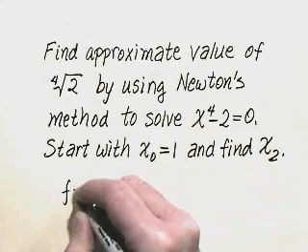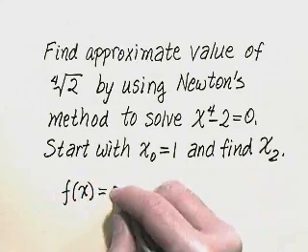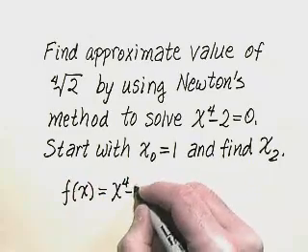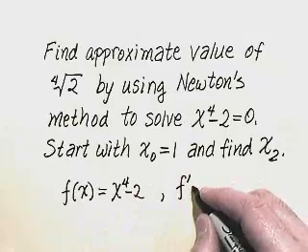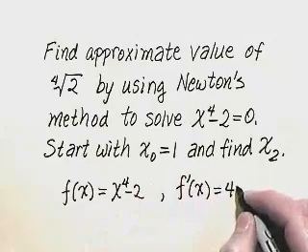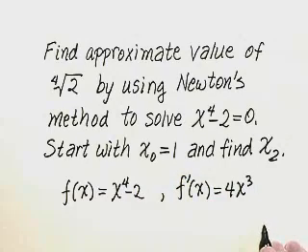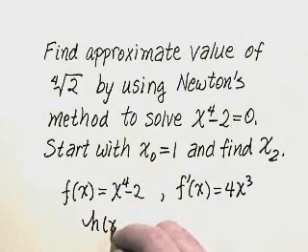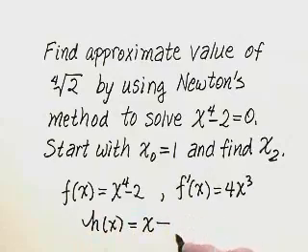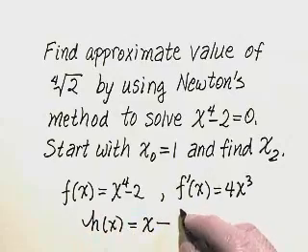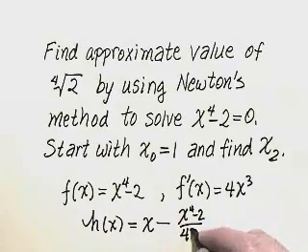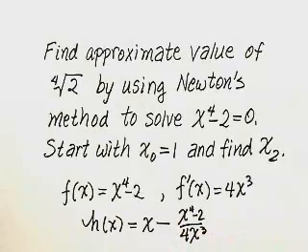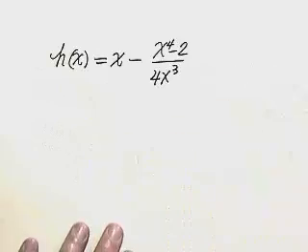In other words, the function we're dealing with is the polynomial function f of x equals x to the fourth minus 2. So we begin by differentiating. F prime of x is simply 4x cubed. And so let's set h of x equal to x minus f of x over f prime of x, that's x to the fourth minus 2, divided by 4x cubed. So this is what we want to begin by simplifying in order to do our calculations.